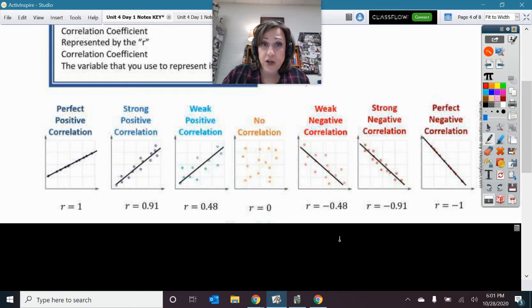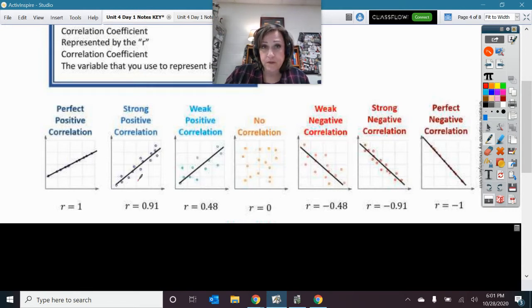Here are some numerical values for our perfect, strong, weak, and so on. If R is positive, the perfect relationship is a positive 1. That means you can tell me an X and I will tell you what the Y is. It's perfect correlation. Perfect negative is, again, negative 1. No linear correlation is an R value of 0. Correlation coefficient of 0.